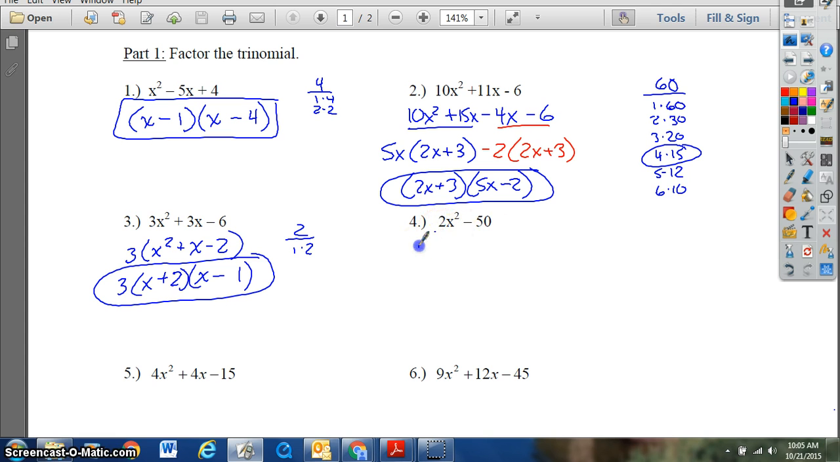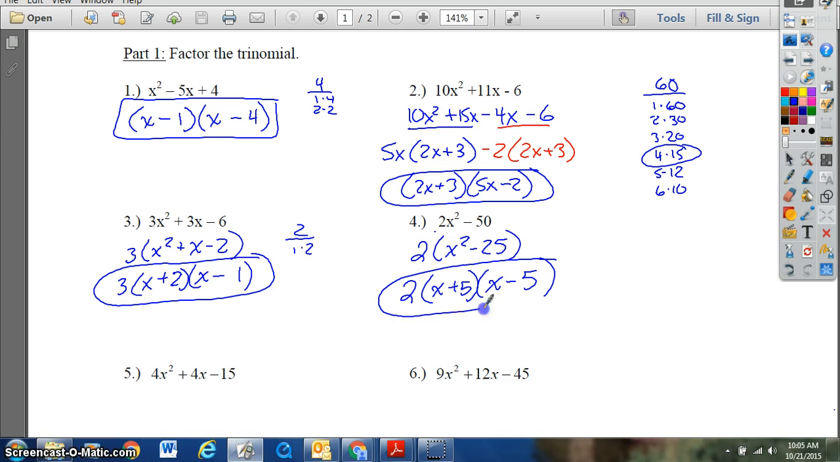These are both divisible by 2, so I'll pull that out. If you can recognize that these are perfect squares separated by a minus, you can actually go right into x times x. Anytime the second sign is minus, these have to be different. What's the square root of 25? And that will give you 0x in the middle. So there are your first 4 problems.